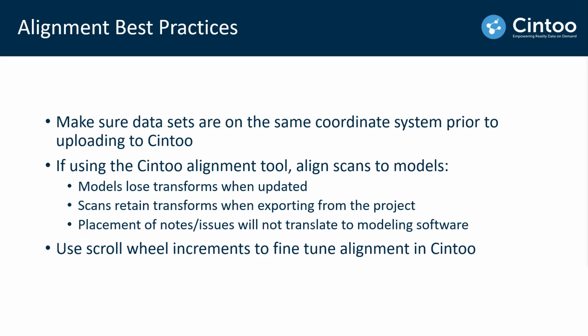Always align scans to model data when using the alignment tool. If you translate or rotate models to align with scans, you'll have to repeat this step each time the model file is updated or re-imported to the Cintoo project. And using the mouse scroll wheel, together with the Control, Alt, and Shift keys, will give you the most control to make fine-tune adjustments with the alignment tool.